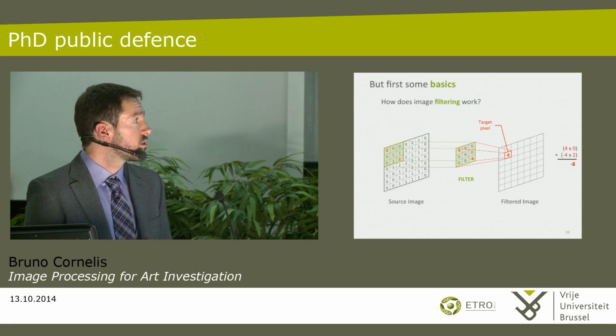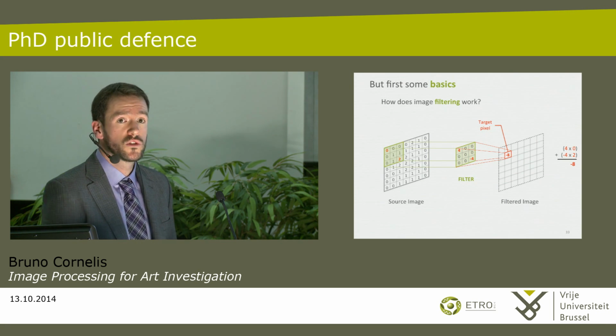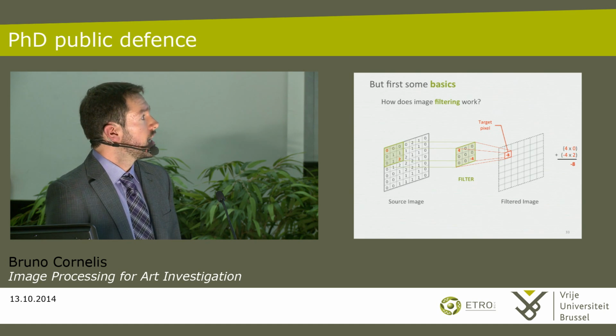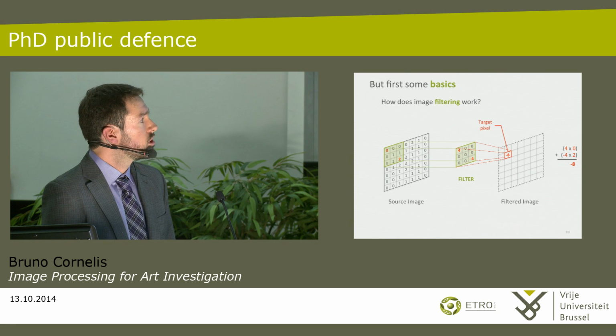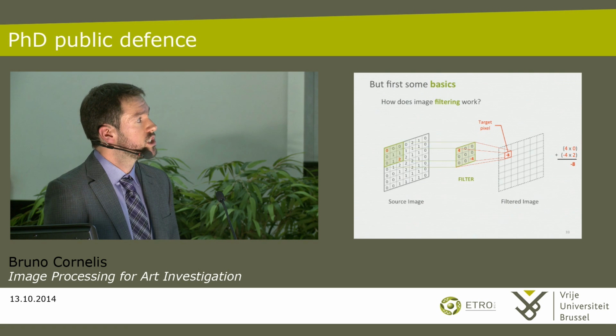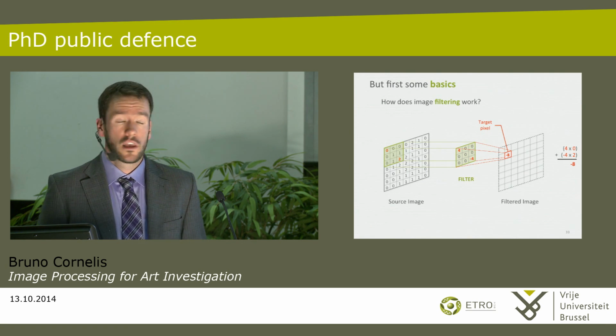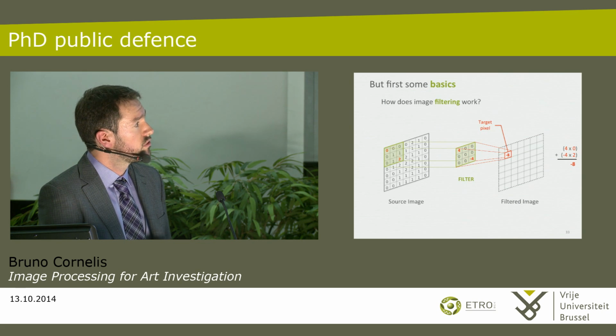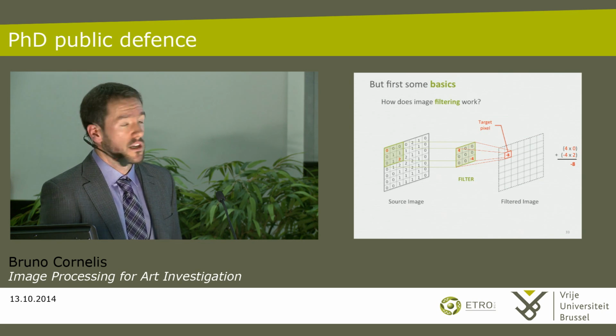So you can see, for ease of explanation, I chose only two non-zero coefficients here in the filter. And these are multiplied with the corresponding source pixels in our source image, and then added up, which gives us the value of our filtered pixel. And this filter is slid over the entire image, and so we fill in every target pixel in our filtered image.